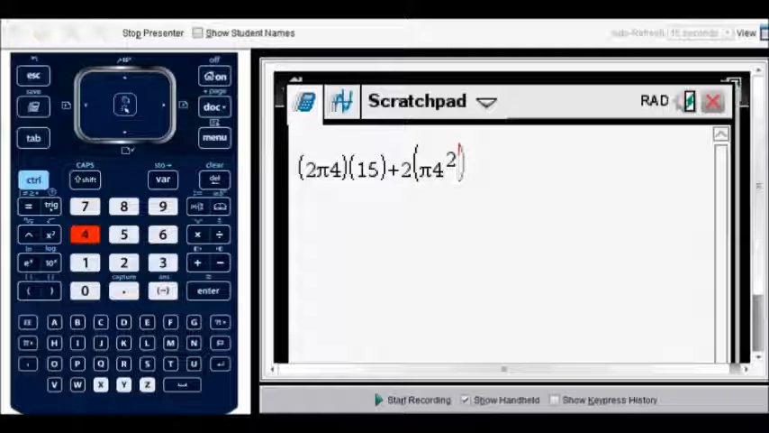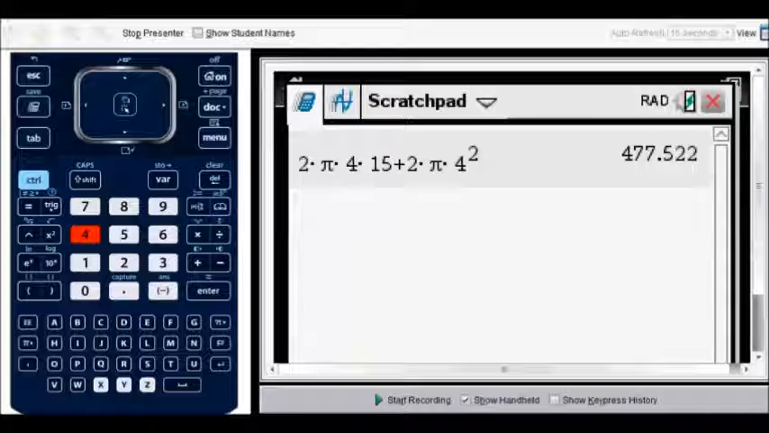So what I want you to do is put this into your calculator. Make sure that you pause the video if you need. And then I want you to go ahead and hit enter. And it should have given you 477.52. And if we round that to the nearest tenth, it's going to be 477.5. And that'll be our final answer.